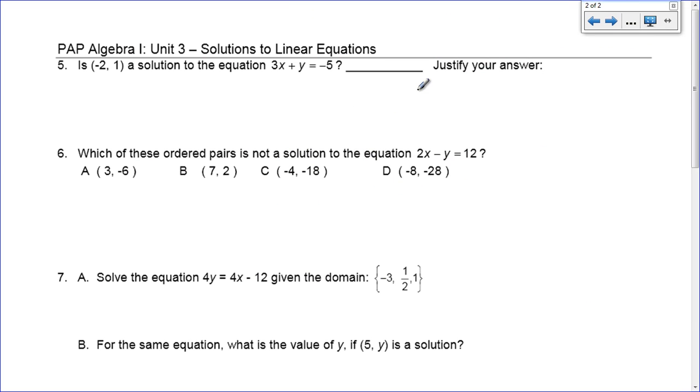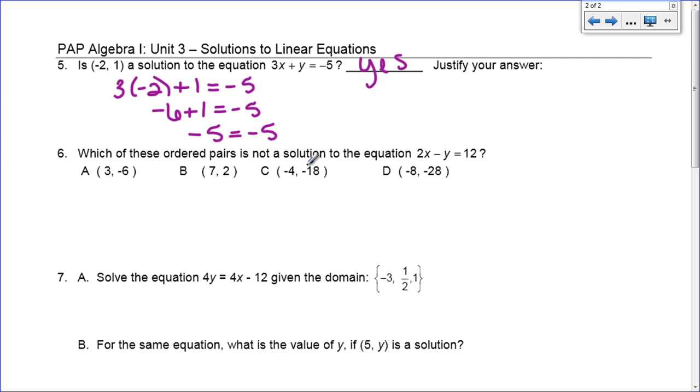Number 5 asks if negative 2, 1 is a solution to this equation and to justify your answer. Well, justify means show your work. So we're going to substitute this in. X is negative 2, y is 1. We need to test it to see. Well, 3 times negative 2 is negative 6. Negative 6 plus 1 does indeed equal negative 5. So yes, it's true. It works.